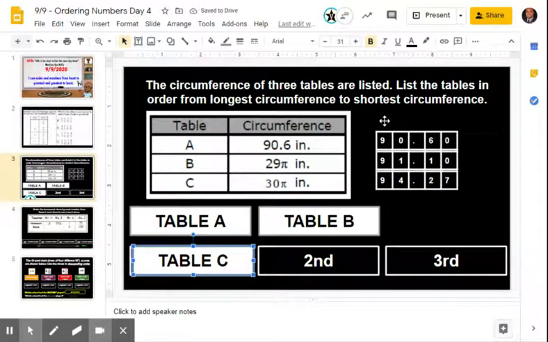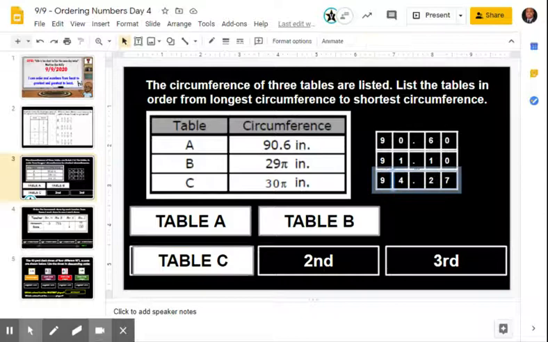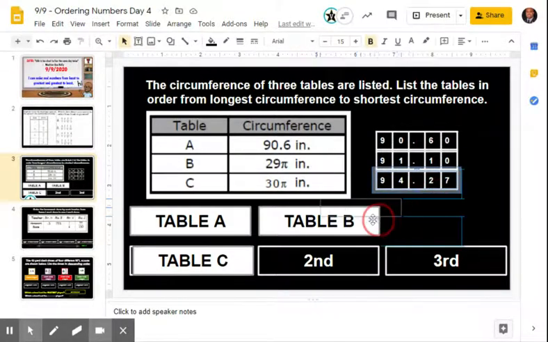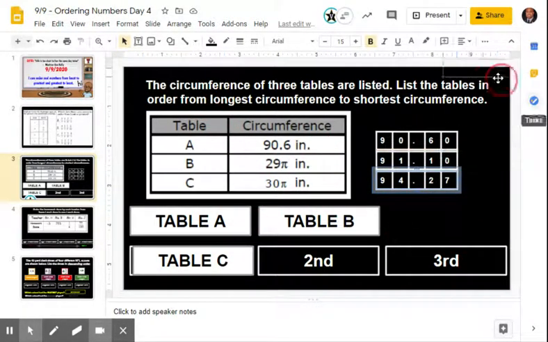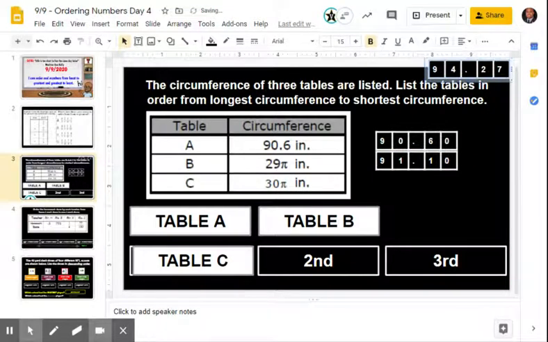Alright? Now, I'm using my place value charts. The 9s were all the same, but I saw in that second column the 4 was the biggest. That's why I picked table C. Alright? Now, what would be the next biggest circumference? Because I'm done with this one, I'm going to go ahead and move this one out of the way. That's just me. Y'all don't have to do that. I just want it out of the way. I know I'm comparing these two.